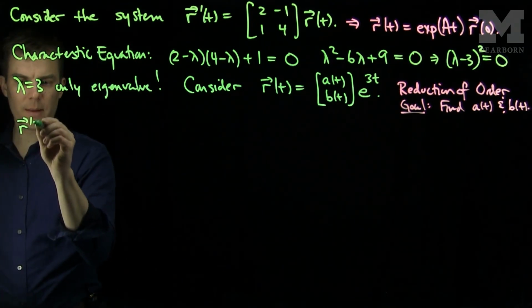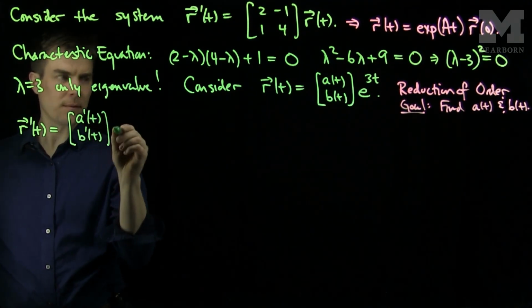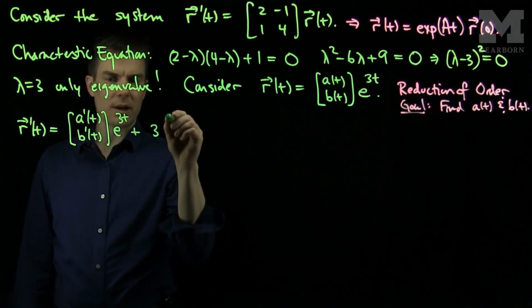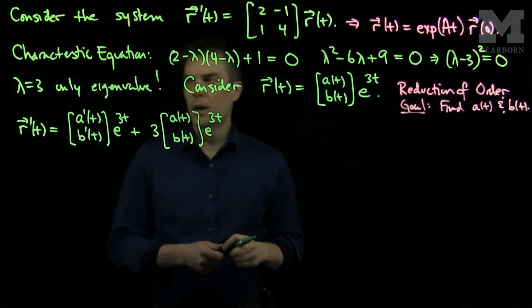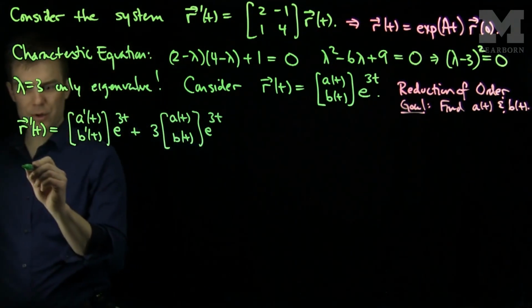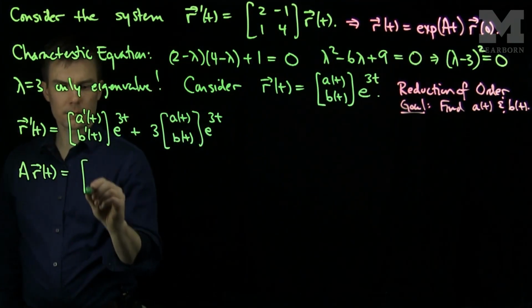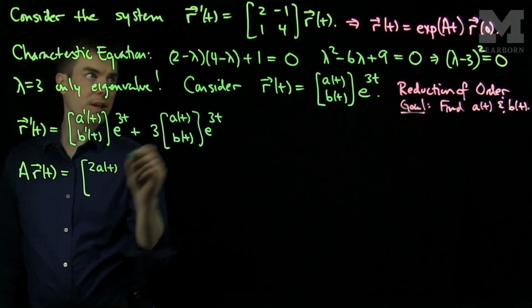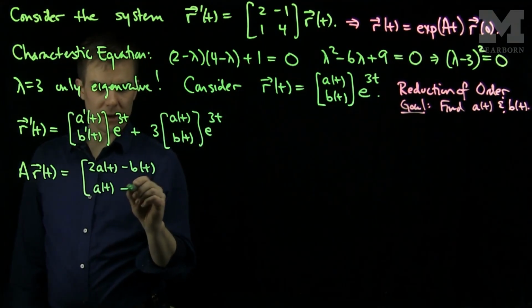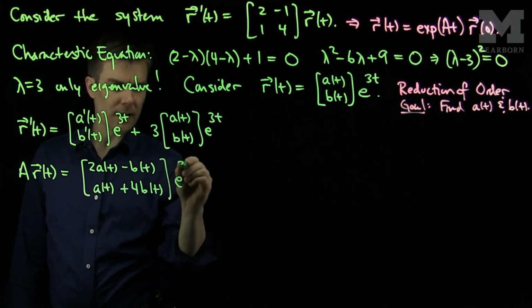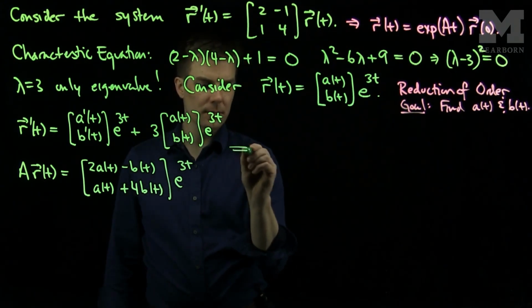So I will have R prime of t will be [A prime of t, B prime of t] e to the 3t, plus 3 [A of t, B of t] e to the 3t. That's the left-hand side of the equation. The right-hand side of the equation, A times R of t, we can see will be [2A of t minus B of t, A of t plus 4B of t] e to the 3t.